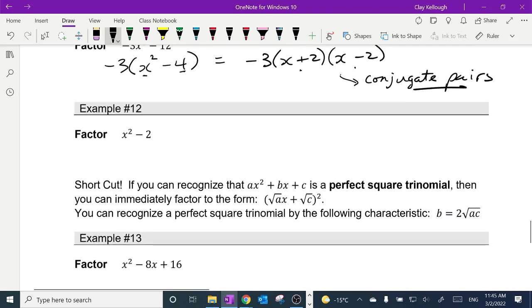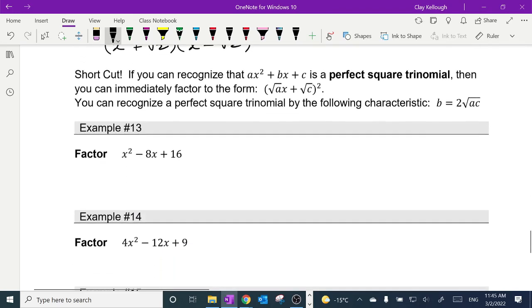All right, you might be looking at this going, hey, 2's not a perfect square, and you're right. But you know what you could do? You could pretend it's a perfect square and do that. Neat.